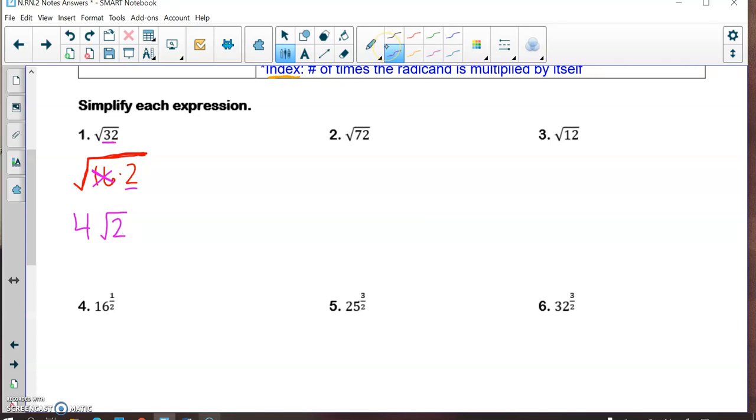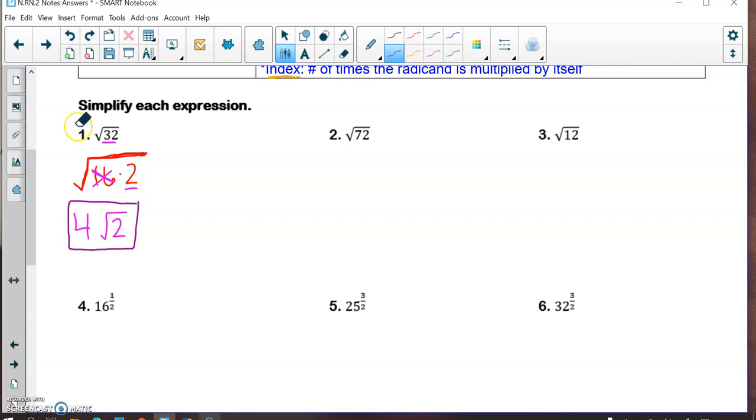Now, please do not write that 4 as your index. I do have a lot of students do this, where they write the 4 as the index. That's not your index. Remember, the index is still technically an imaginary 2 here. If you want to write the 2 in your index, that's completely fine, but not necessary. 4 root 2 is your answer.